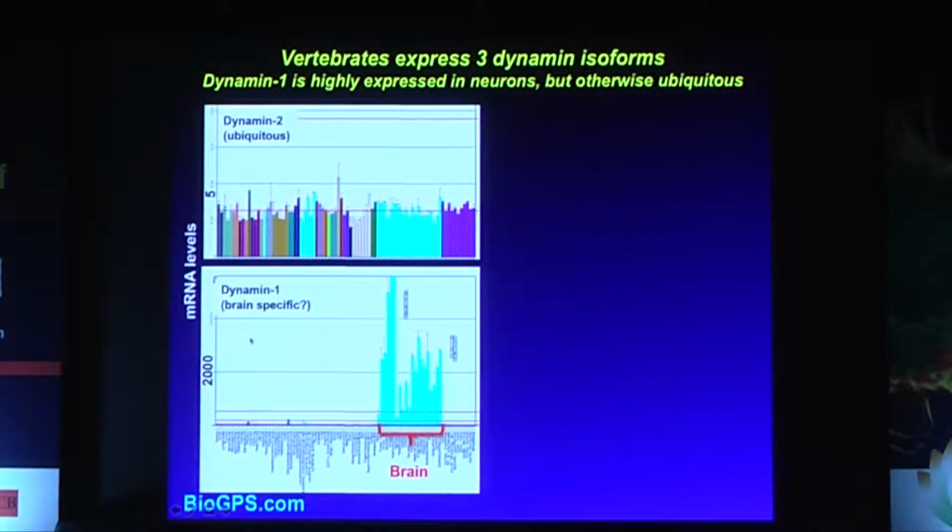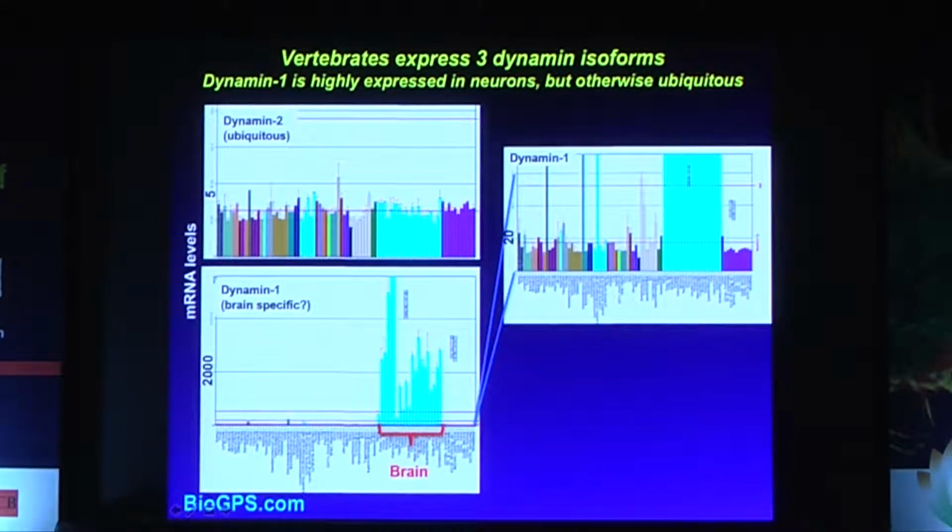So another sort of myth about dynamin is that in vertebrates, which express 3 dynamin isoforms, it's believed that dynamin-1 is a neuron-specific isoform and dynamin-2 is ubiquitously expressed. But if you look carefully at the scales of this microarray data, and adjust them accordingly, you see that in fact dynamin-1 messenger RNA levels are present at equal or higher levels than dynamin-2 messenger RNA levels in all tissues. It's just hugely overexpressed at the synapse.